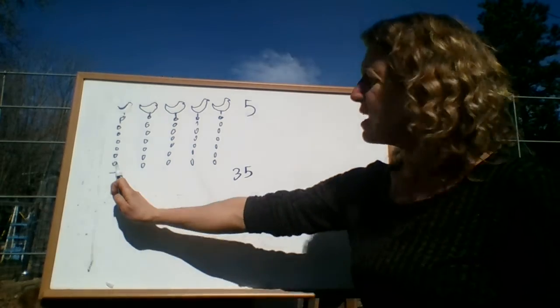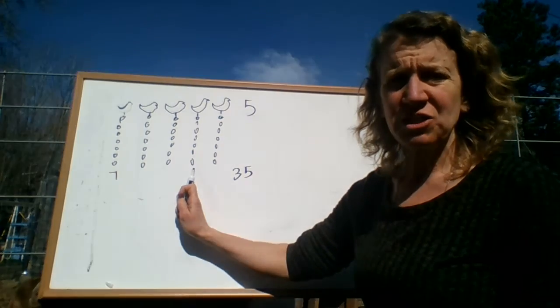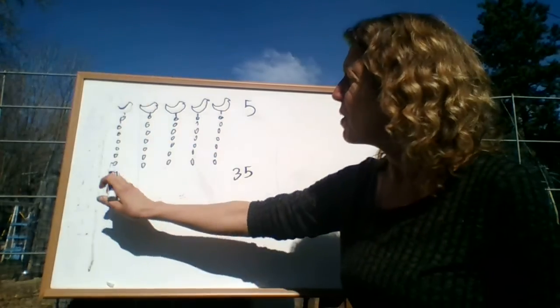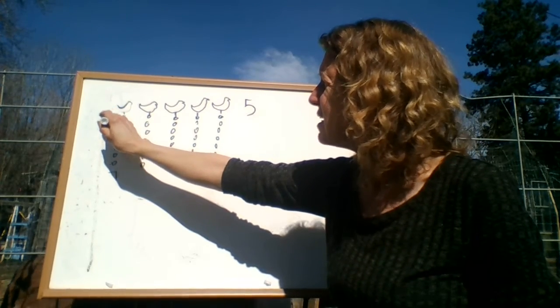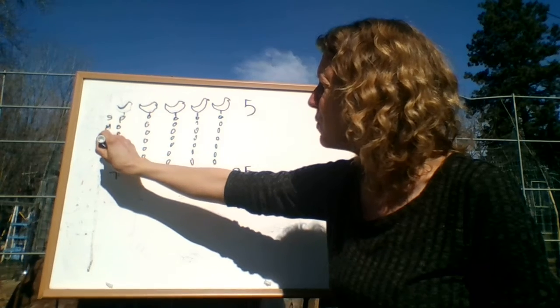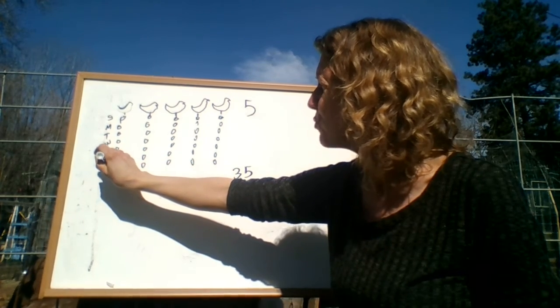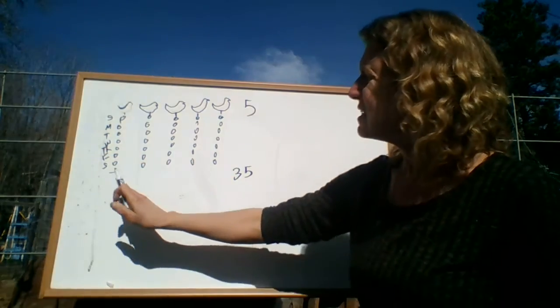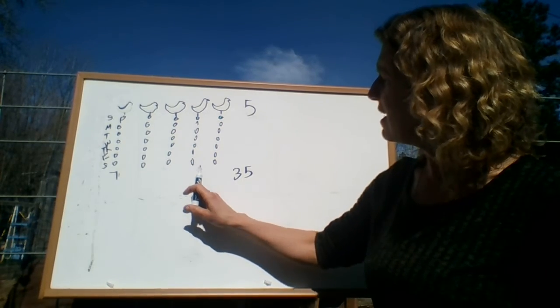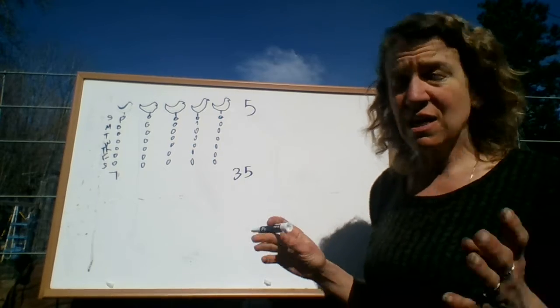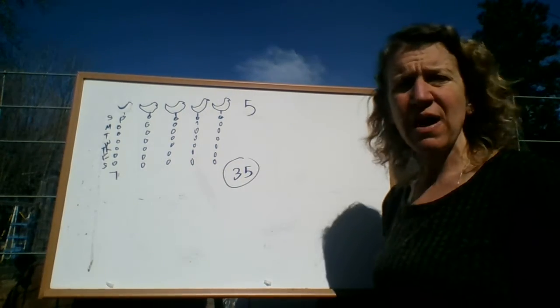Or, I could count by 7s, counting each column. Each column representing each chicken and the days of the week. Sunday, Monday, Tuesday, Wednesday, Thursday, Friday, Saturday. 7, 14, 21, 28, 35. Either way I do it, the answer is 35.